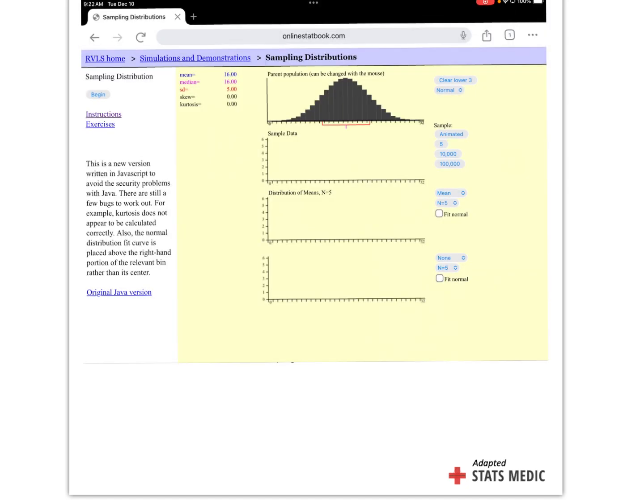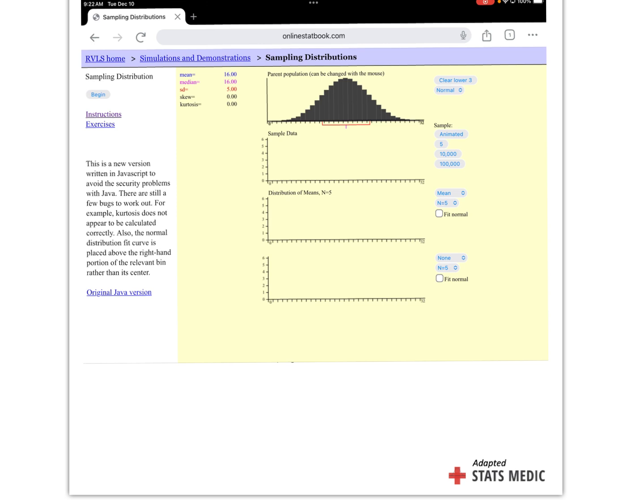Okay. So here is what a sampling distribution might look like. The top curve you see is the population. So this is not samples. This is all the individuals in the population. And we obviously can see it's normal in shape, right?